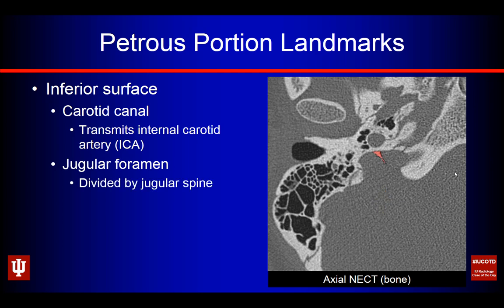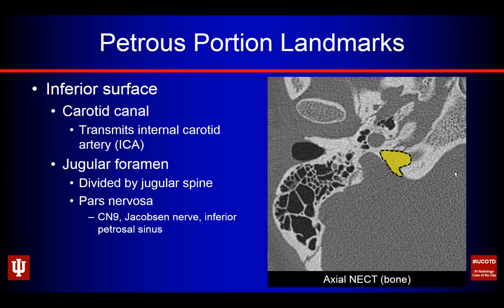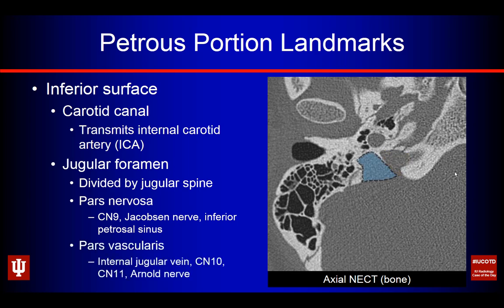As we look inside of that, we see that little red area right here, this triangular shaped structure, and that's our jugular spine, and that's going to divide us into a pars nervosa and a pars vascularis component. So our pars nervosa, denoted here in yellow, is along the medial side, and that's going to contain cranial nerve 9, your Jacobson nerve, and your inferior petrosal sinus. Out lateral, we see our pars vascularis, denoted here in teal, and that's going to contain the internal jugular vein, cranial nerves 10 and 11, as well as the Arnold nerve.